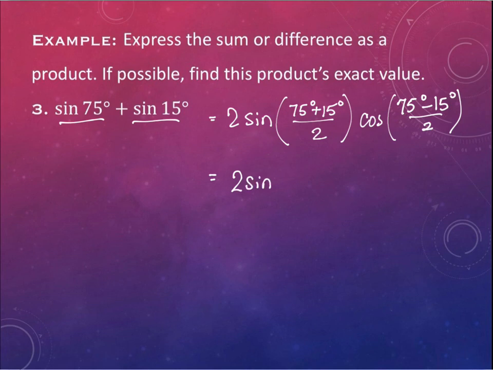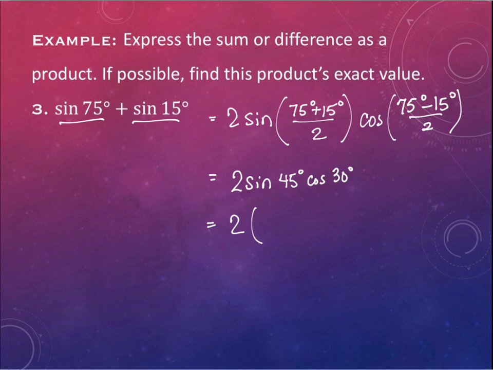All right, what's 75 plus 15? 90, and 90 divided by 2 is 45. Familiar angle, right? How about the other one? Cosine, 75 minus 15, 60. 60 divided by 2, 30. Another familiar angle. And that's why it asks at the end that if it's possible to find an exact expression, you will, because these are values you know from your unit circle.